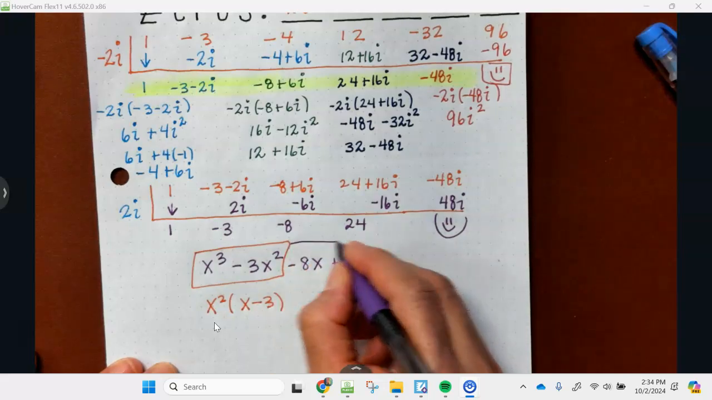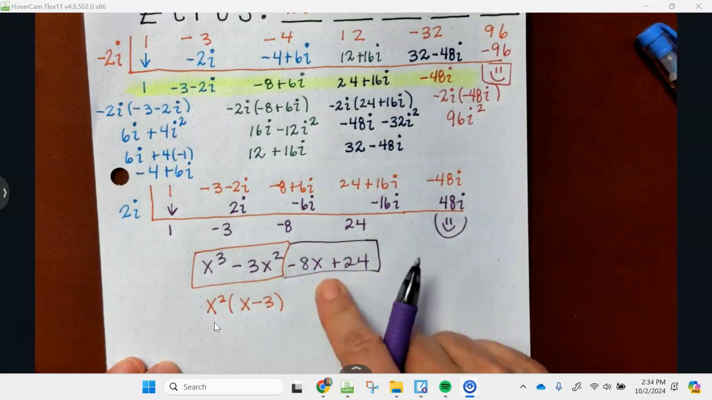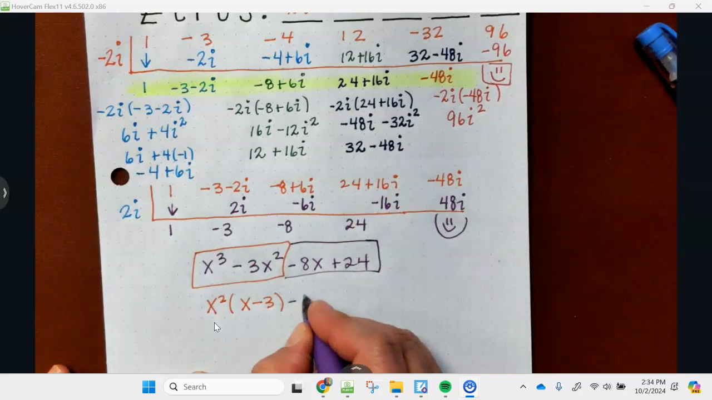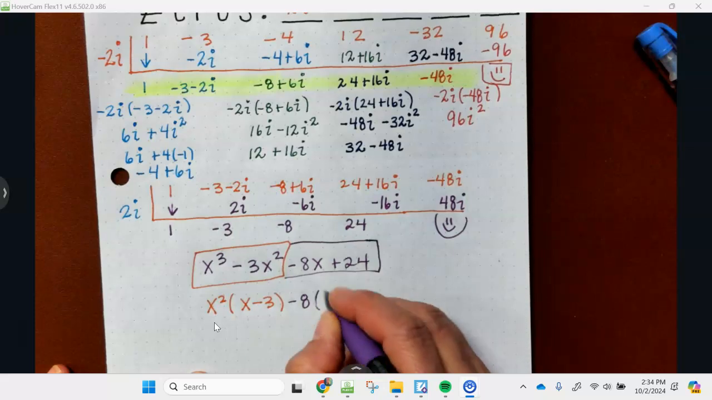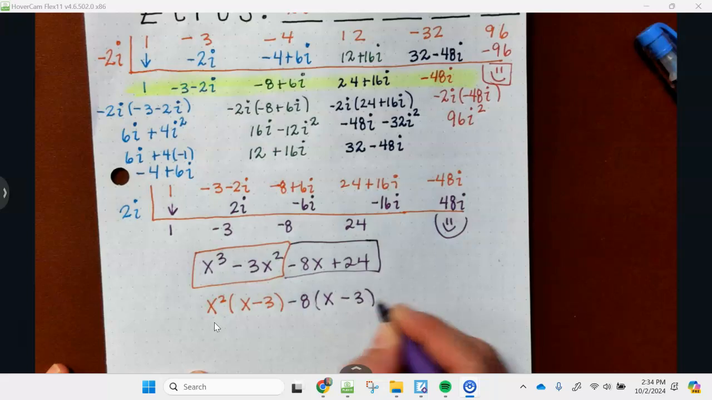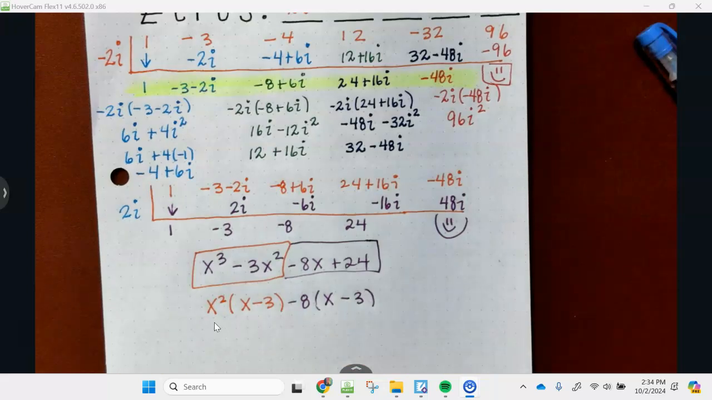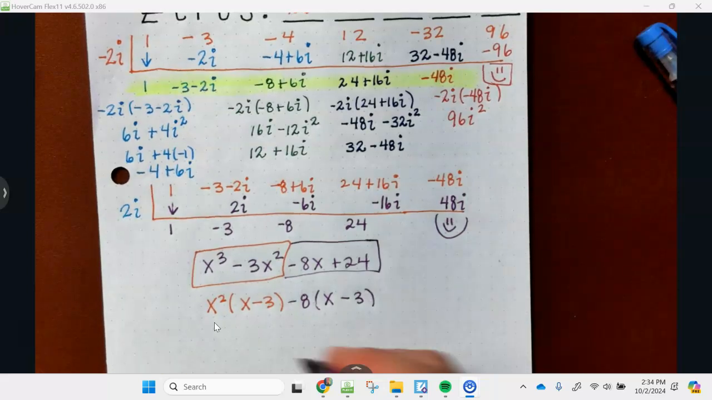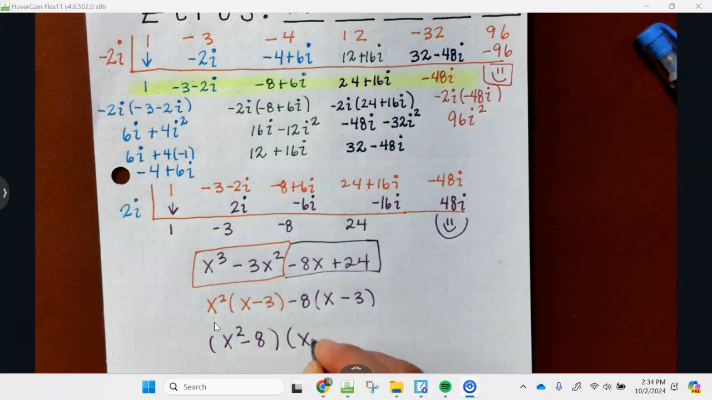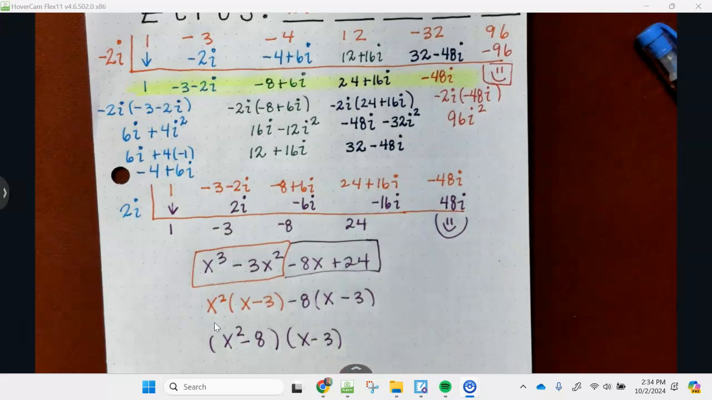Ooh, look at this next group. I'm definitely taking out a negative. But what else? There's a GCF. Let's take out a negative 8. So that's going to be x minus 3. We did it. Those match. So we know for sure x squared minus 8 is a factor and x minus 3 is a factor.